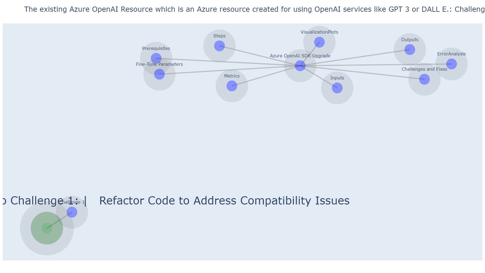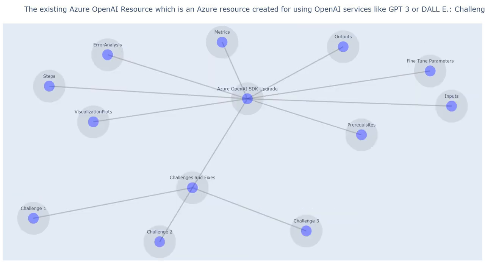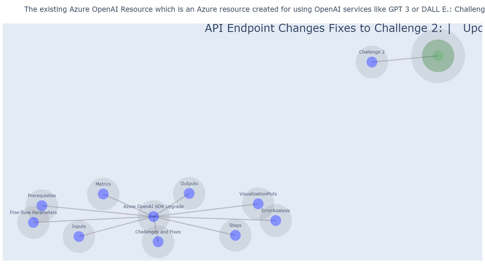Challenge 1. Compatibility issues with previous code might arise due to changes in API signatures or functionality between different versions of Azure OpenAI SDK. Fixes to challenge 1. Refactor code to address compatibility issues by updating the code to use the new API signatures and handling any changed functionality. Challenge 2. API endpoint changes might occur in the Azure OpenAI service, which could require modifications to the code to connect to the new endpoint.